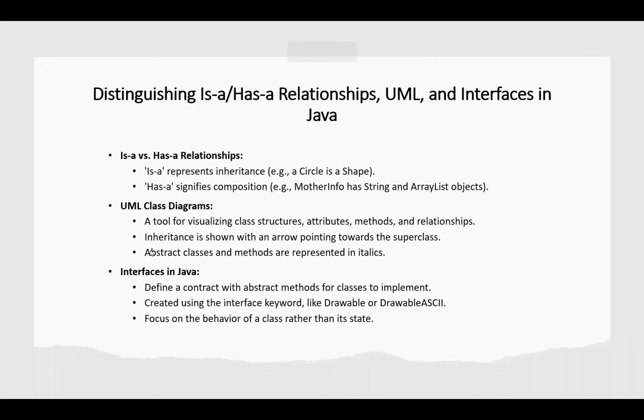Creating an interface is done with the interface keyword. For example, we have interfaces like Drawable or DrawableASCII. They specify methods that a class must implement, providing a clear structure for how the objects of the class behave. So that's the last topic of this video.